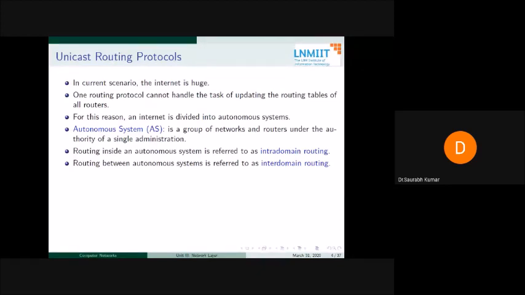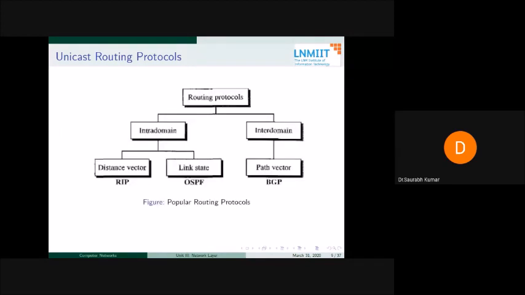Now, two important terms are there: intradomain routing and interdomain routing. It is similar to intranet and internet. When I say intradomain routing, it means the routing is taking place inside an autonomous system. Interdomain means the routing is taking place between two or more autonomous systems. It is very simple. There is no scientific mechanism behind these two terms, it is just to help you understand. But it is very important, because for intradomain and interdomain routing there are different protocols associated.